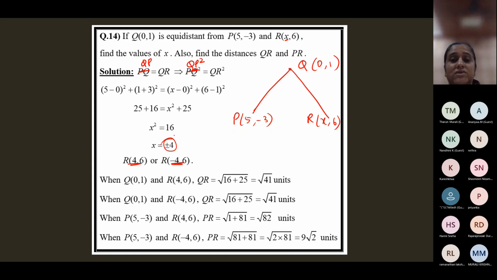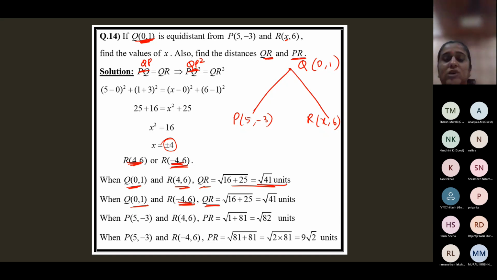When you have to find the distance QR, Q is only one thing, (0,1). But R is (4,6) or (minus 4,6). So you'll have to find two answers for QR. When Q is (0,1) and R is (4,6), QR is this one. And when Q is the same thing, (0,1), and R is (minus 4,6), QR is this length. It's the same, but you'll have to work both.